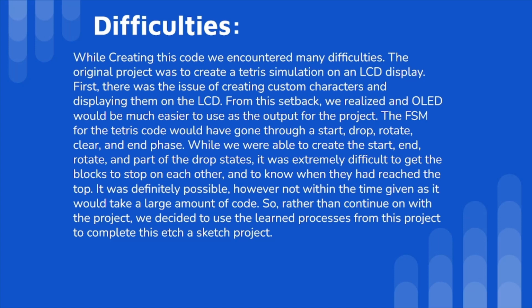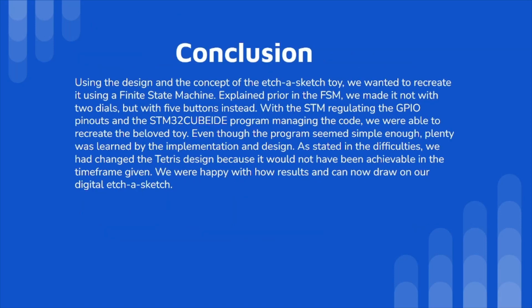The FSM for the Tetris code would have gone through a start, drop, rotate, clear, and end phase. While we were able to create the start, end, rotate, and part of the drop states, it was extremely difficult to get the blocks to stop on each other and to know when they had reached the top. It was definitely possible, however not within the time given, as it would take a large amount of code. So rather than continue on with the project, we decided to use all of the learned processes from the Tetris code to complete the Etch-a-Sketch project.